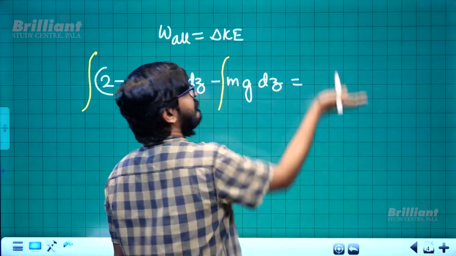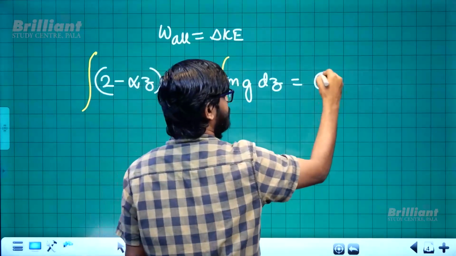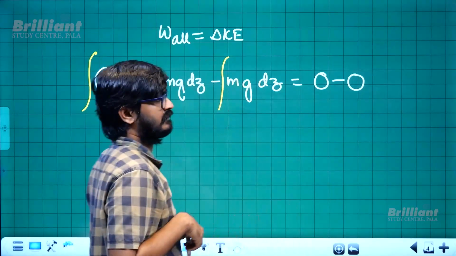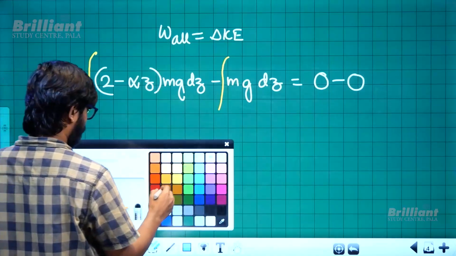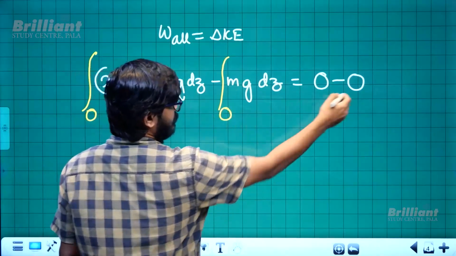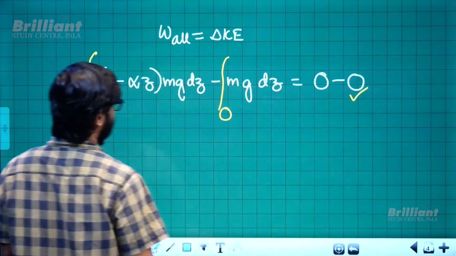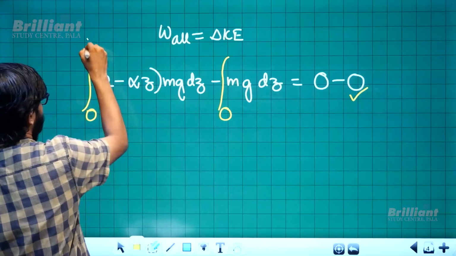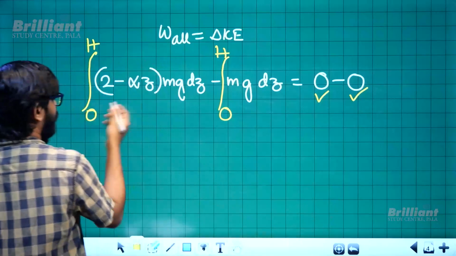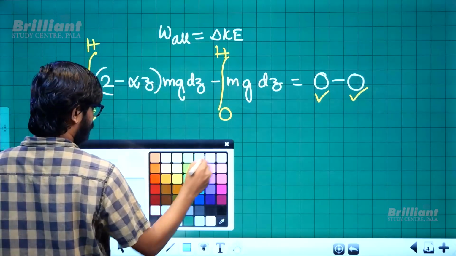Final kinetic energy, at maximum height, is 0. Initially it was starting from rest, so initial kinetic energy is also 0, right? So where to where do we have to integrate? When z is 0, initial kinetic energy was 0. At maximum height, final kinetic energy will be 0. Now you need to integrate it and substitute the limits.